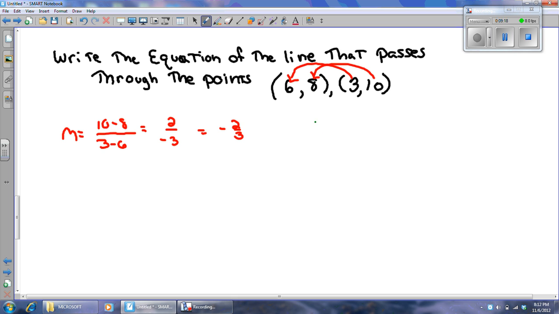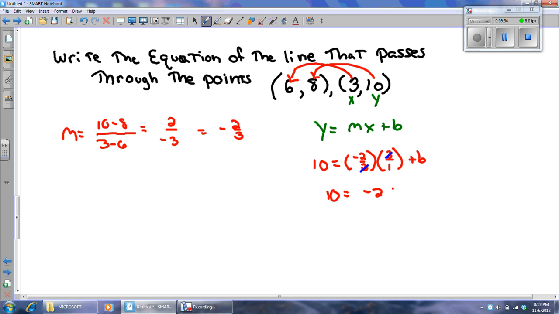I'm going to use the equation y equals mx plus b. I'm going to go ahead and use this point here, the second one. Remember, that's the x coordinate, that's the y coordinate. So I'm going to plug 10 in for y. My slope is going to be negative 2/3. My x value is 3, and I'm actually going to write it as 3 over 1. I can add b. I'm going to multiply. The 3's are going to cancel. Nothing else to cancel. I'm going to get the equation 10 equals negative 2 plus b.